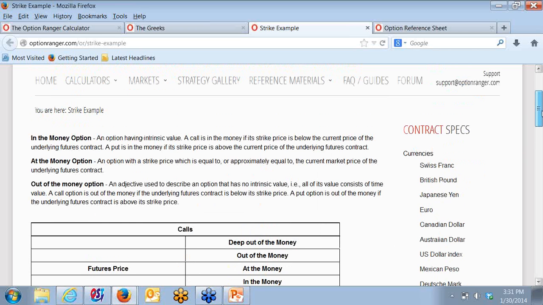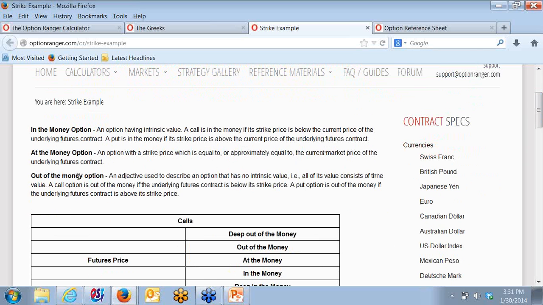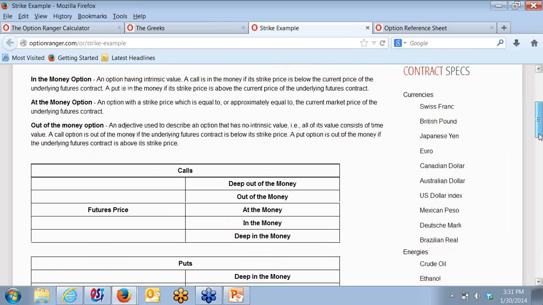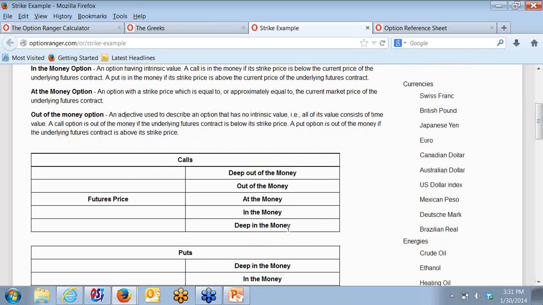We have a definition of in the money, at the money, and out of the money options. And that differs on calls and puts. In the case of calls, a deep in-the-money option is well below the market. An in-the-money option is somewhat below the market. At the money is where the market's trading more or less.